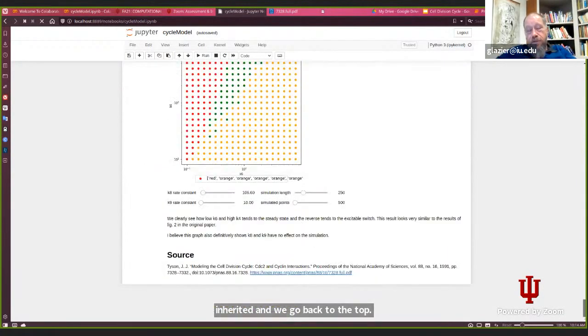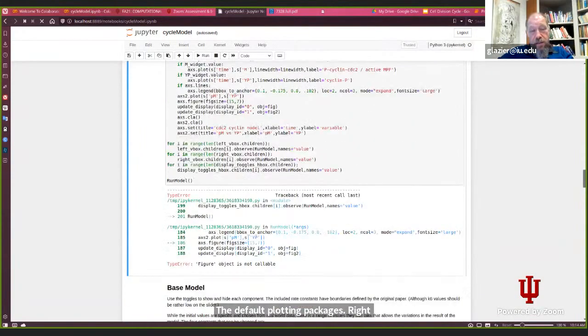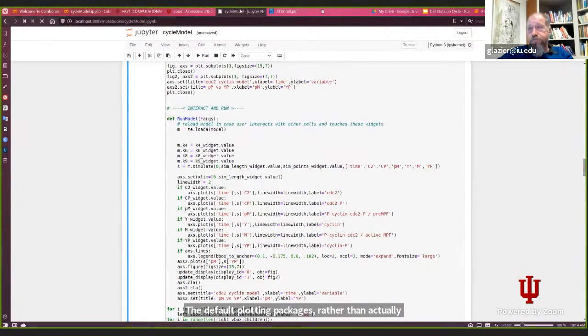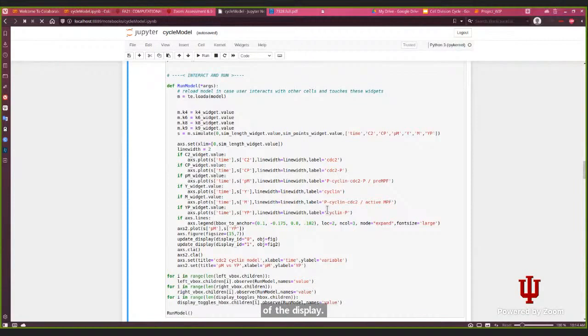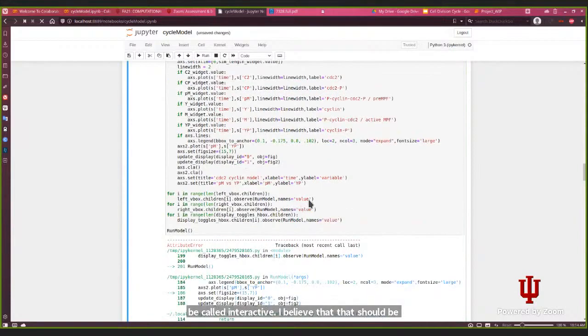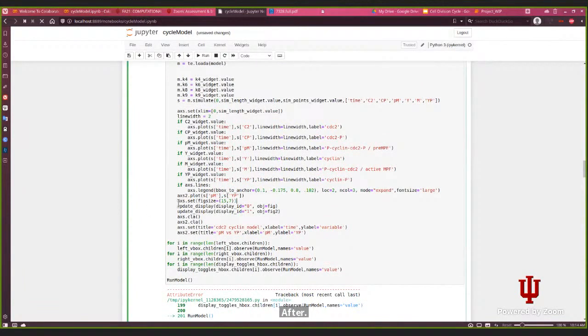Yeah, so maybe if you're using the default plotting packages rather than actually explicitly setting the size of the display each time. I think the solution that you propose of making that set the display as another function to be called when you interact, I believe that should work. Yeah, we just find a function that does that. I have to look it up, but I think I know a way to fix that.